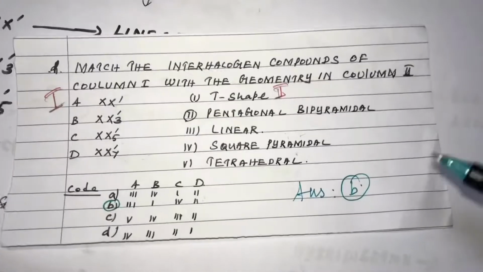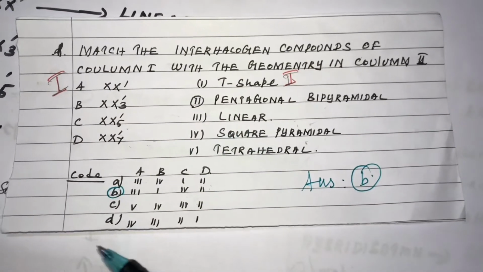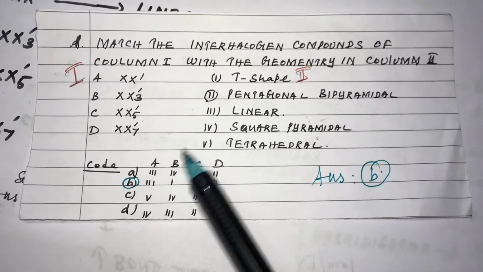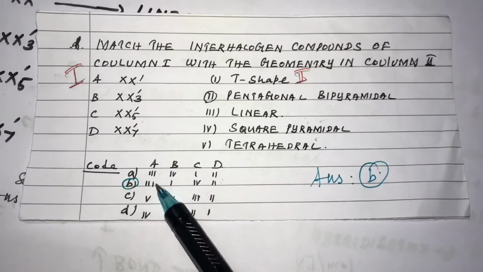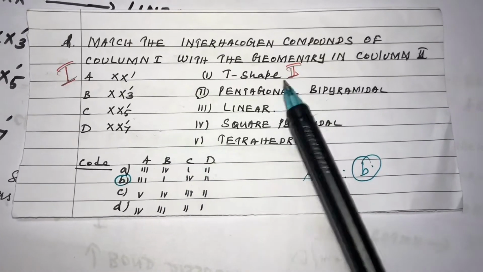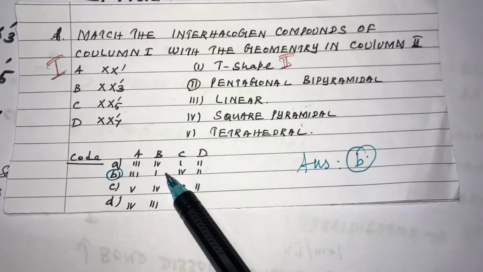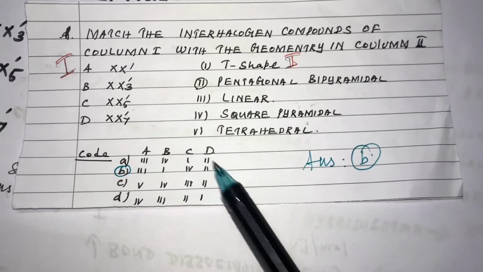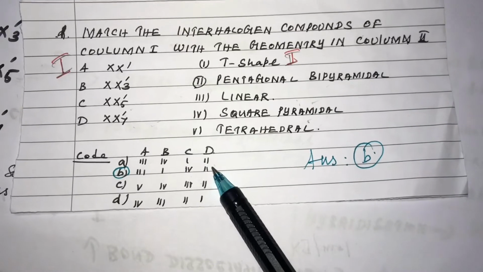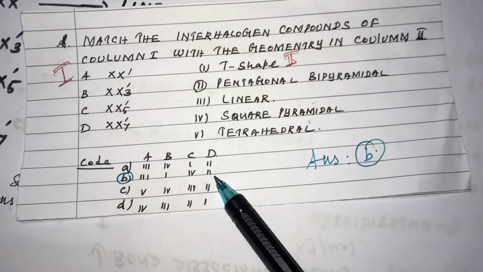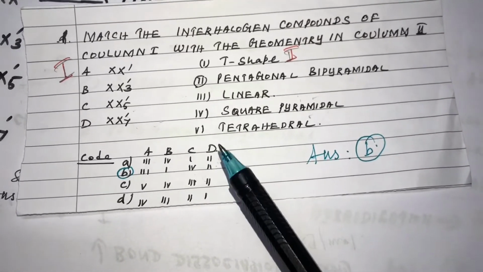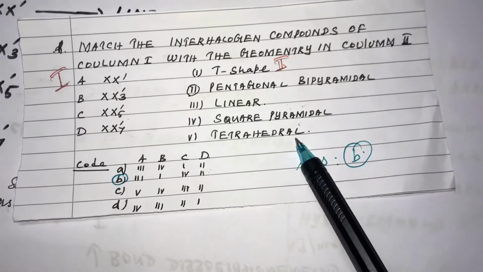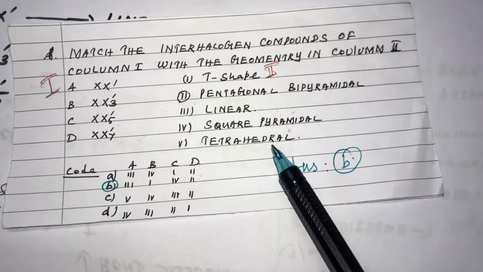bipyramidal. According to the explanation given, XX' is linear in shape, so the first one is 3, the third one. And XX'3 is T-shaped, so the second one is 1. So according to the choice code given, the answer is B. B is the correct choice, matching column 1, the type of interhalogen compounds, with the shape of the interhalogen compounds.